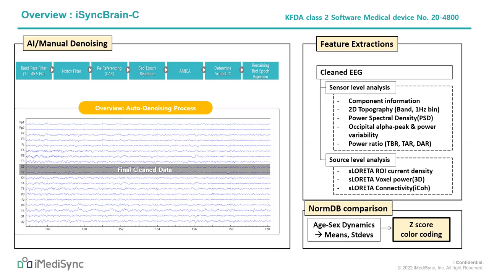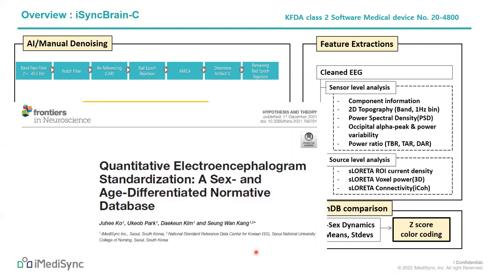Once getting the clean EEG data, the sensor and source level pictures are extracted by routine process and compared with age and sex classified lifespan database. The details of the first ever sex classified database can be reviewed in the paper published in Frontiers in Neuroscience.